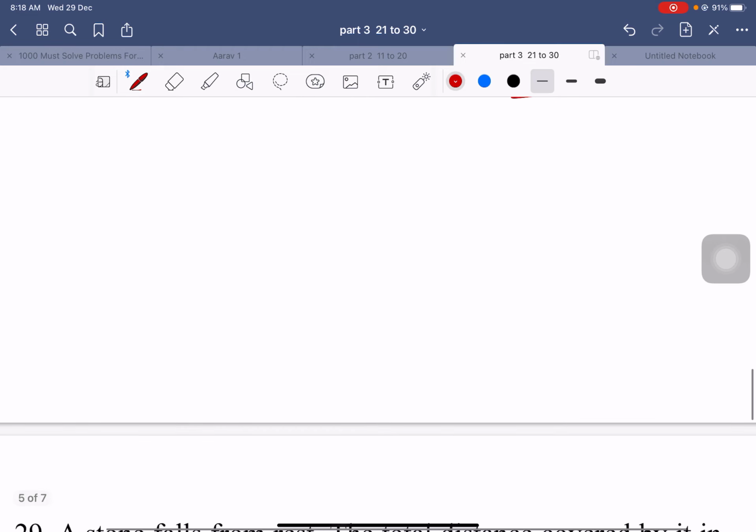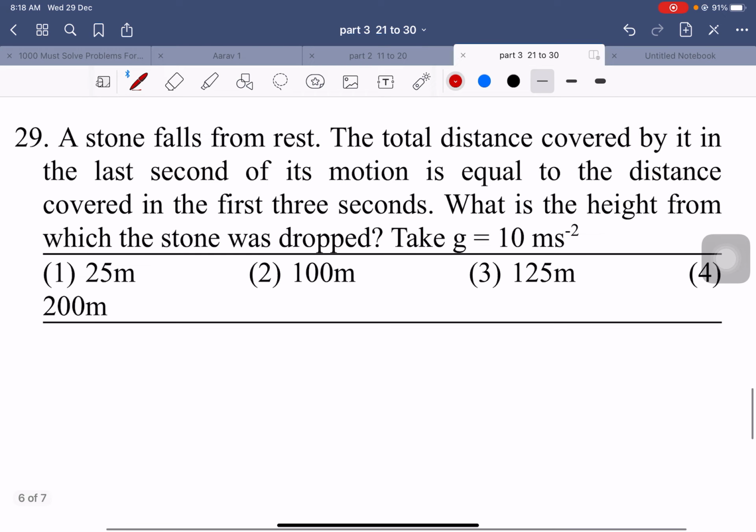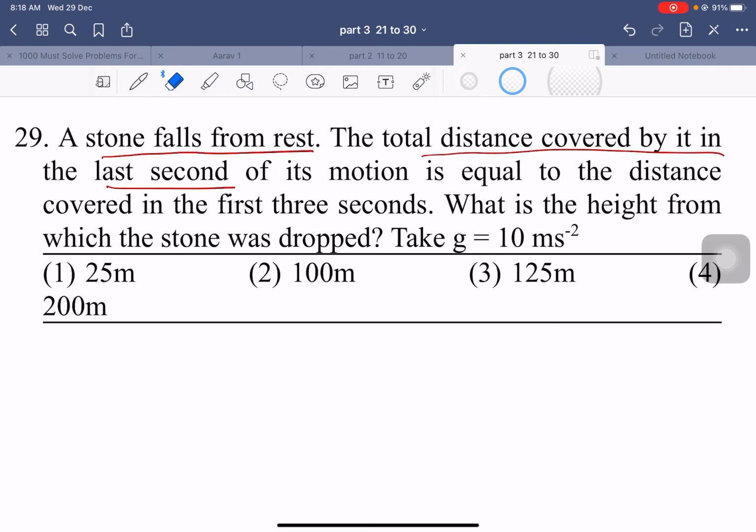Next we will go to question number 29. It is very similar to the previous question. A stone falls from rest. The total distance covered by it in the last second is equal to the total distance covered in the first 3 seconds.